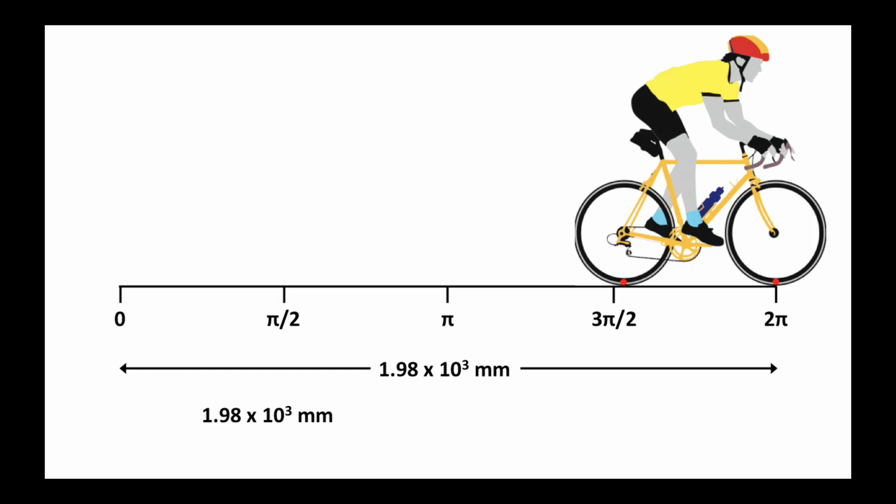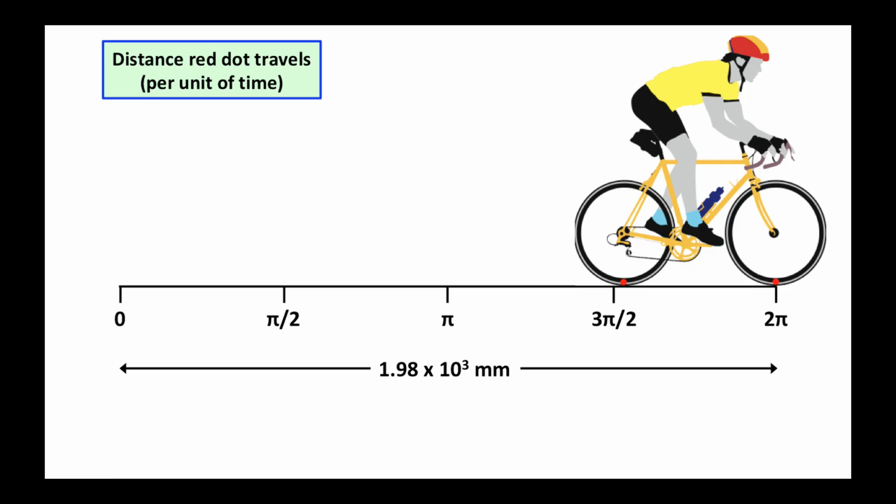As a reminder, that rollout distance of 1.98 times 10 to the third millimeters is the circumference of the wheel with a tire on it, and that is the diameter times pi, which is 630 millimeters, times 3.14.